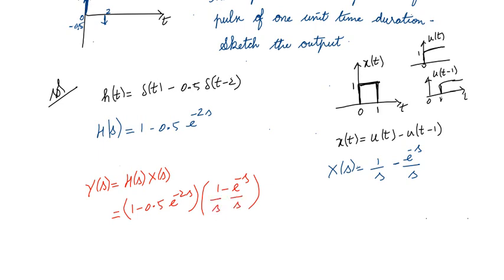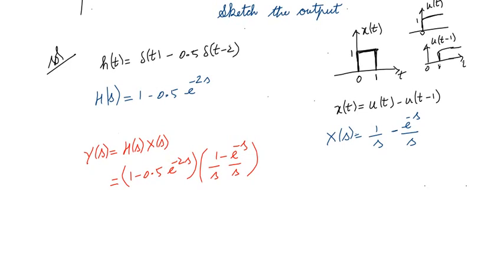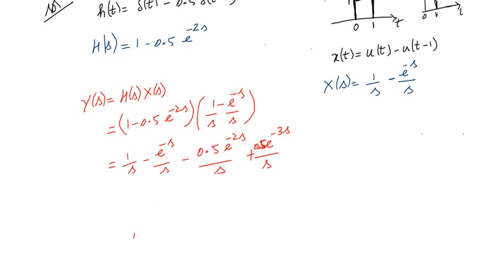Try to multiply these two. If you multiply, you will get 1 by s, minus e power minus s by s, then minus 0.5 e power minus 2s divided by s, then minus multiplied with minus gives plus 0.5 e power minus 2s times e power minus s, which becomes e power minus 3s, with 0.5, divided by s. So this is your y of s.